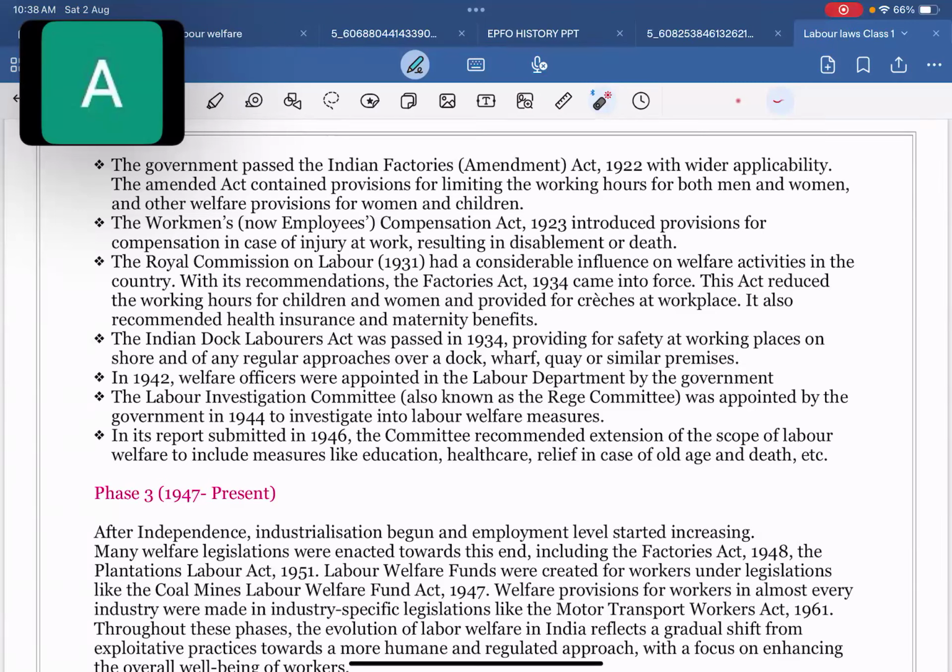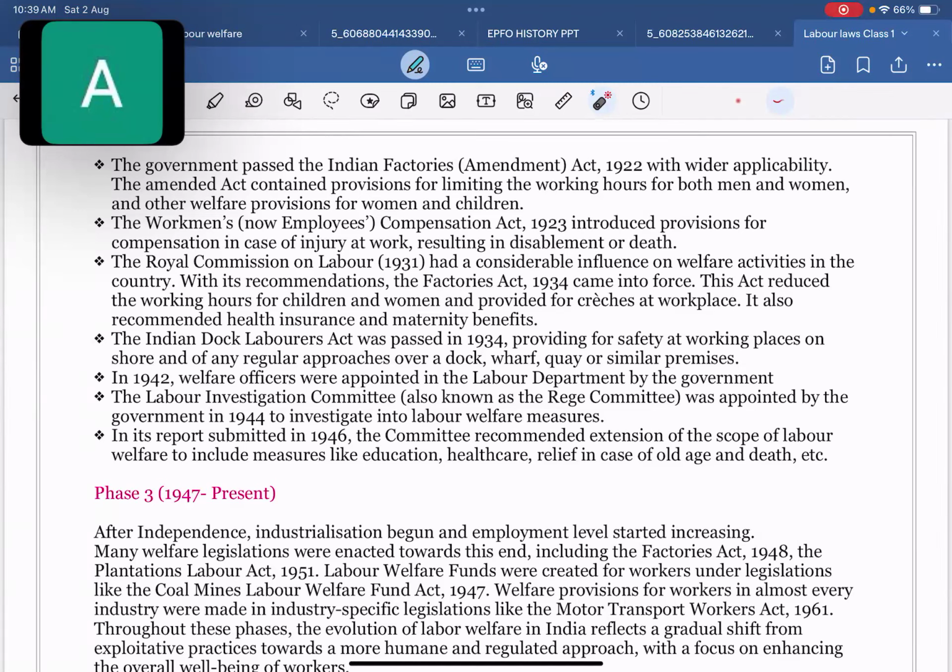This act reduced the working hours for children and women and provided for creches at workplace. Creches at workplace means the perks and the facilities. It also recommended health insurance and maternity benefits. The Indian Dock Labourers Act was passed in 1934, providing for safety at working places on shore and of any regular approaches over a dock, wharf, quay, or similar premises.